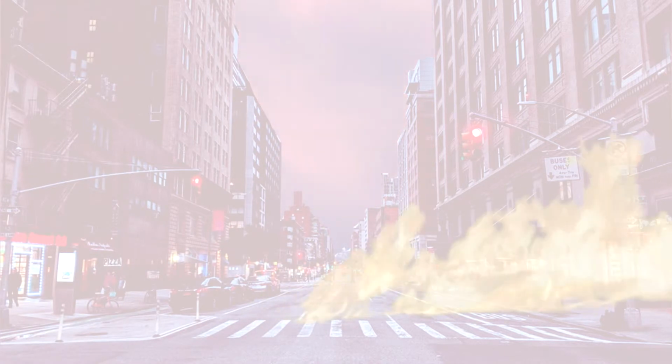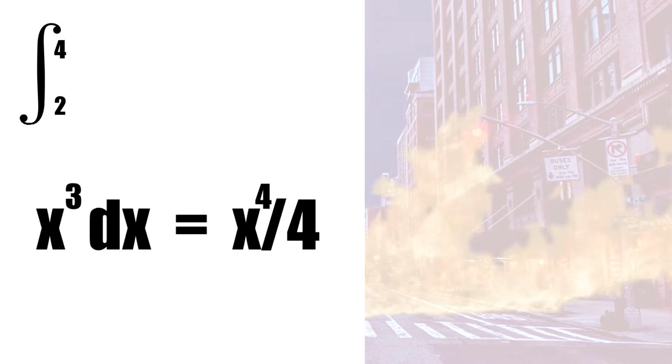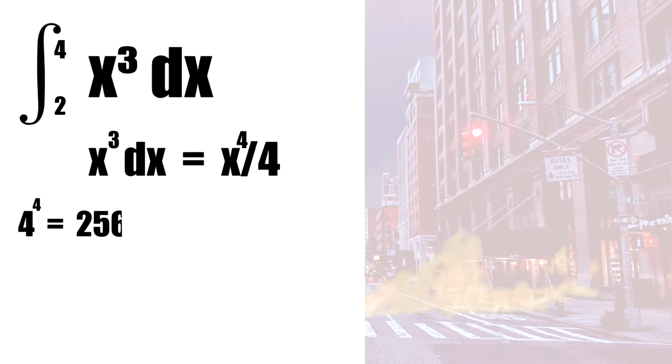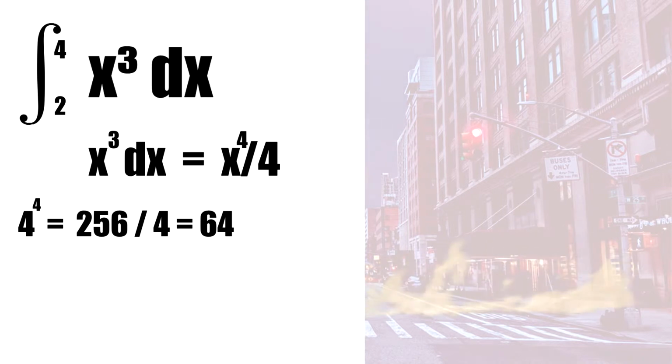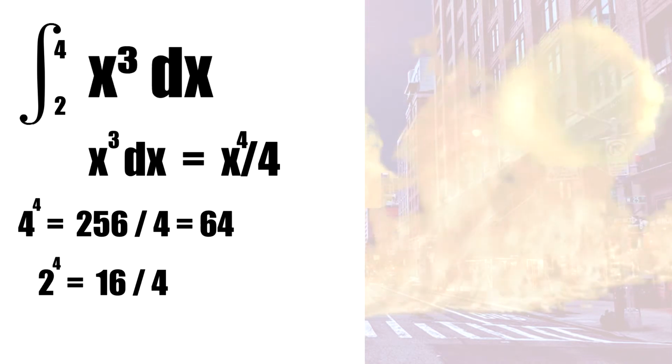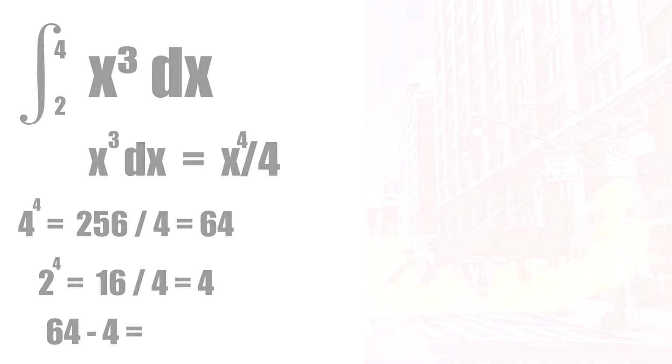Here comes a definite integral, the last question. Definite integrals are nearly identical to indefinite integrals. The last question is the definite integral of x cubed going from 2 to 4. To start the process, we need to find the antiderivative of x cubed, which is x to the 4th divided by 4. All we need to do now is apply each of the bounds to the equation. 4 to the power of 4 is 256, divided by 4 is 64. 2 to the power of 4 is 16, divided by 4 equals 4. 64 minus 4 equals 60.